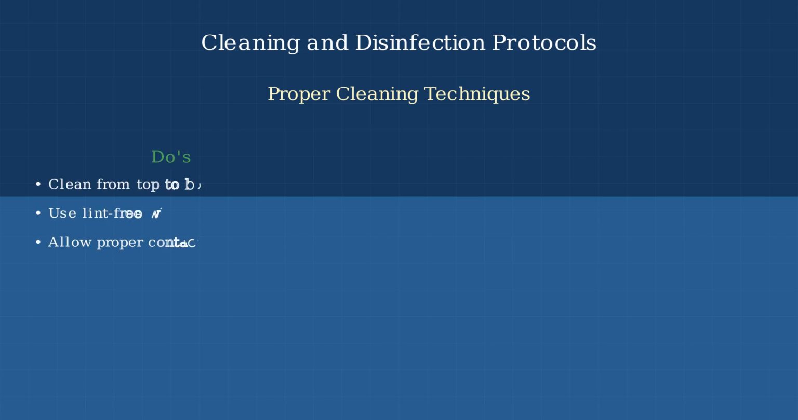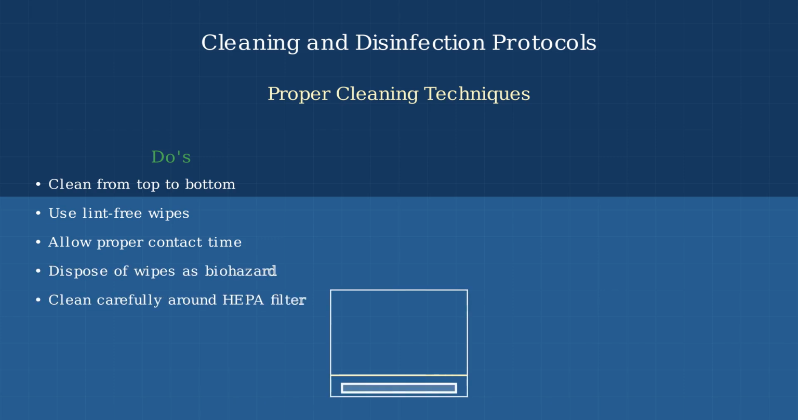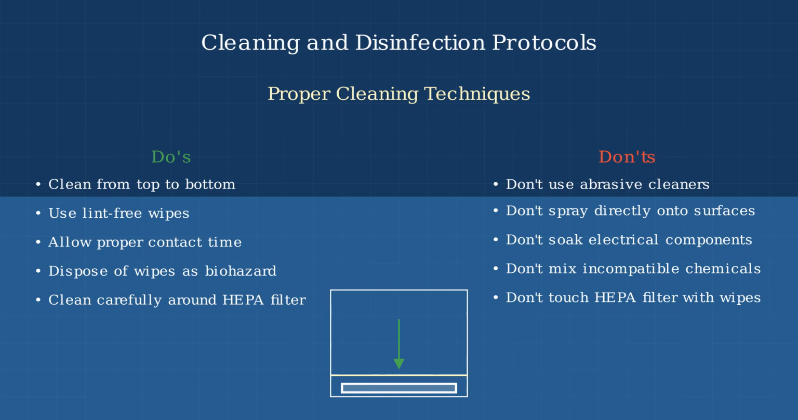Always clean from top to bottom to prevent recontamination of cleaned surfaces. Use lint-free wipes to avoid particle generation and allow proper contact time for disinfectants. Dispose of used wipes as biohazardous waste and clean carefully around HEPA filters without touching them directly. Never use abrasive cleaners that can damage surfaces and avoid spraying disinfectants directly onto surfaces as this can cause aerosolization. Avoid soaking electrical components, mixing incompatible chemicals like bleach and ammonia, and never touch HEPA filters with cleaning wipes.